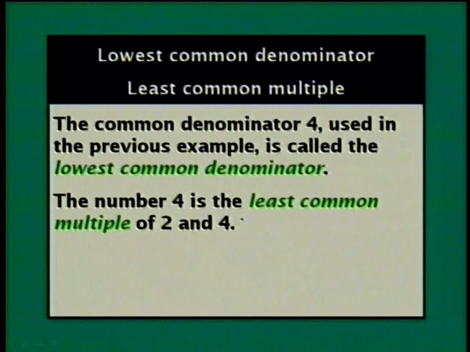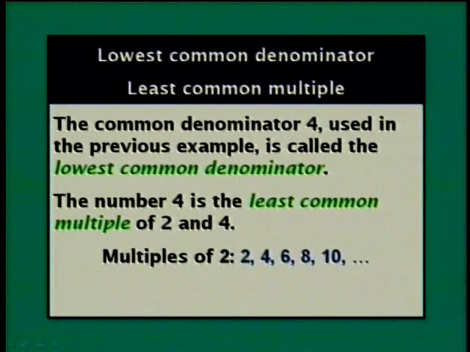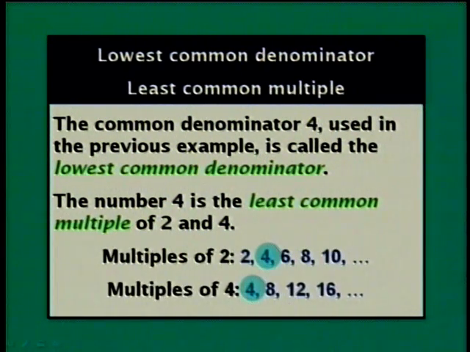Let's talk about the lowest common denominator. The common denominator 4, used in the previous example, is called the lowest common denominator. The number 4 is the least common multiple of 2 and 4. Let's talk about that a little bit. Here are some multiples of 2, here are some multiples of 4, and we can see that 4 is the smallest of all these multiples that they share.